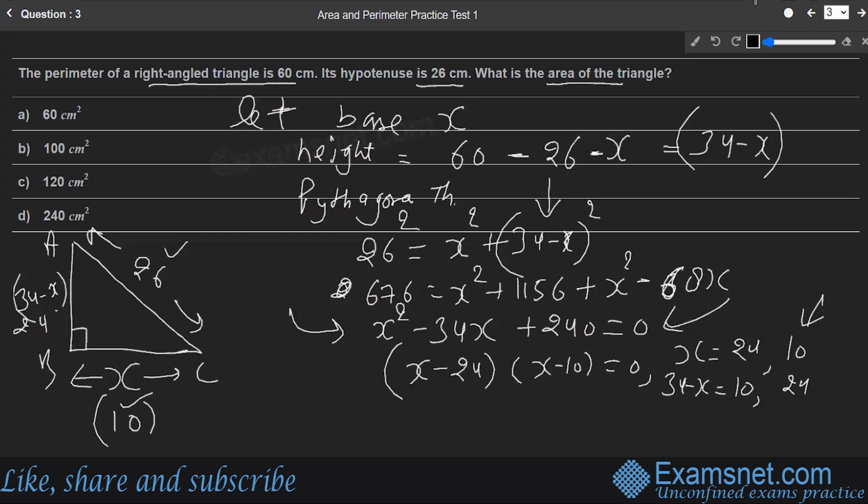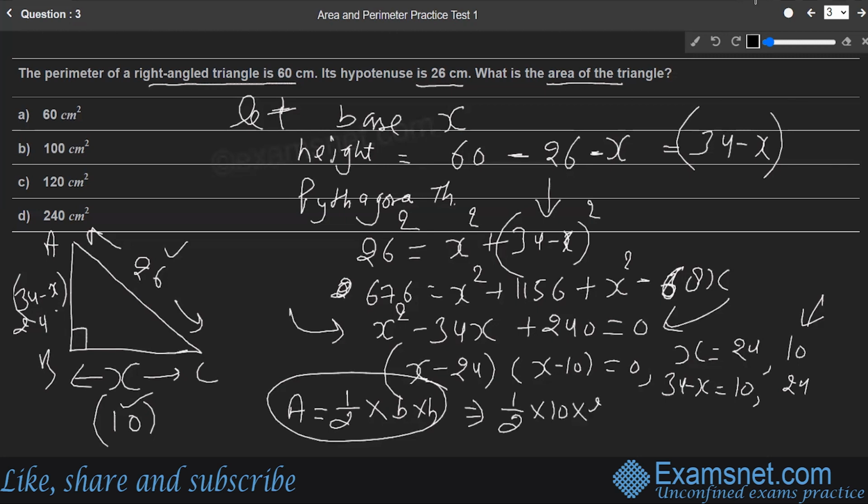Now he wants us to calculate the area. The formula for the area of a right triangle is half of base into height. So area is equal to half of base value 10 and height value 24. If we solve this further, it comes out to be 120 centimeter square. That is the area of the triangle, available in option number C.